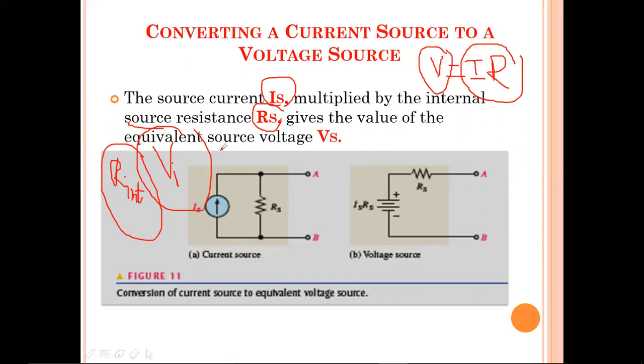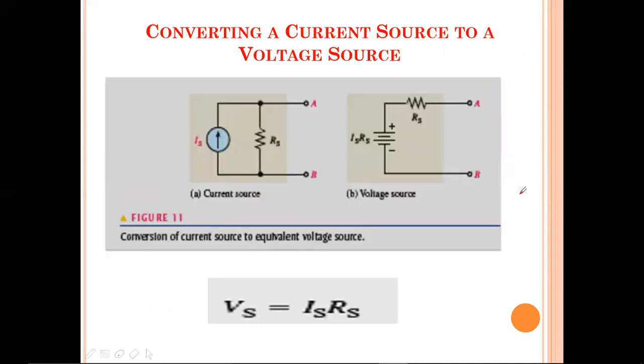So here the equivalent source voltage is Vs. How does that Vs come into the picture? It is the voltage across the A and B terminals. That is the reason I mentioned the conversion of current source to the equivalent voltage source. Right. Let me move to the next slide. This is our next slide.